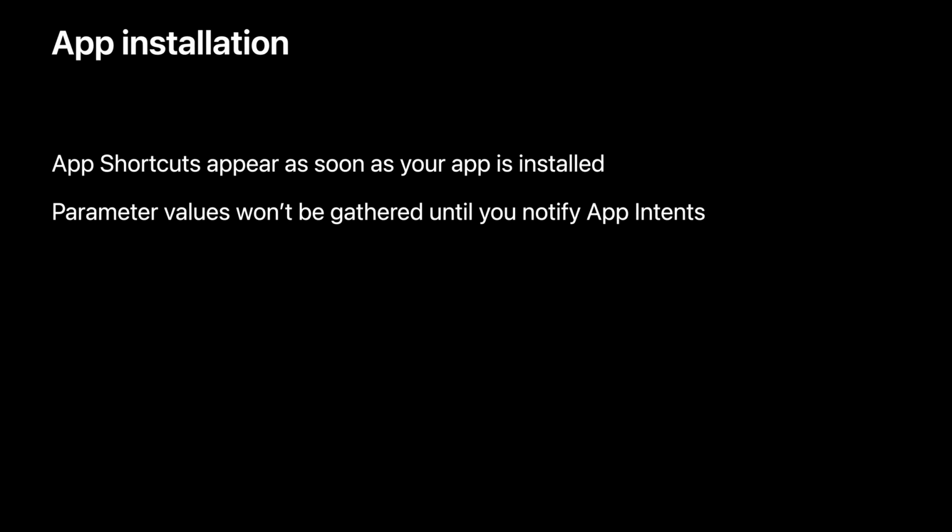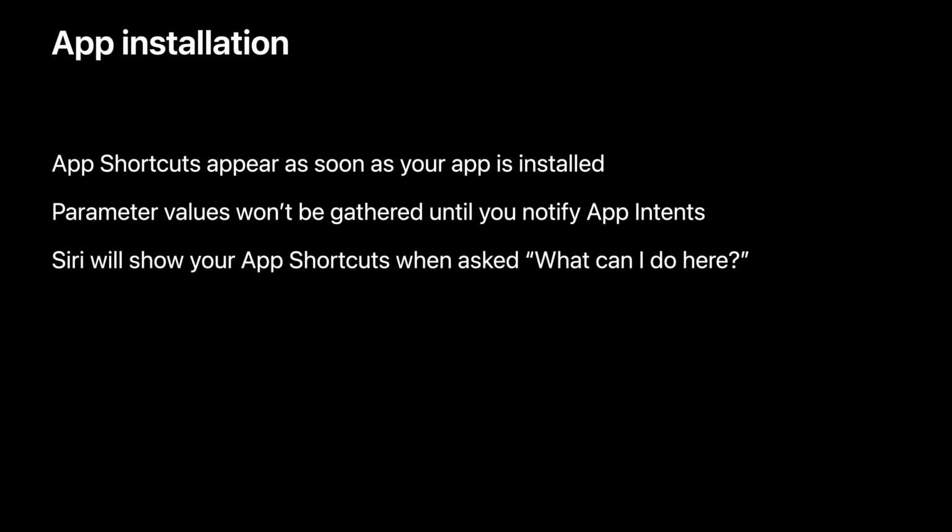Additionally, Siri has added support for phrases like, "What can I do here?" and "What can I do with meditation?" Siri will automatically gather and recommend any app shortcut phrases and present them on your behalf. Your app doesn't need to do anything additional for this functionality to work.